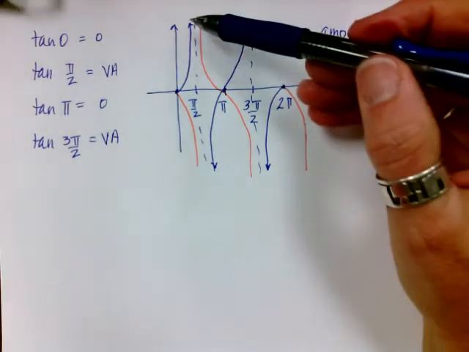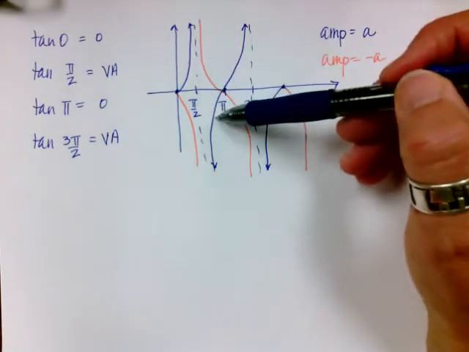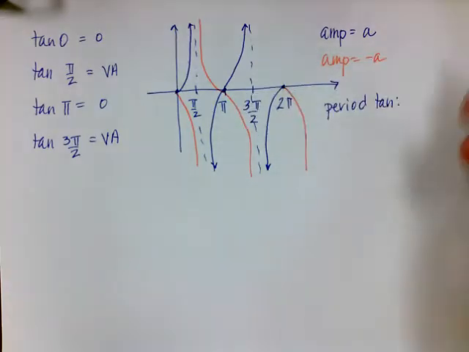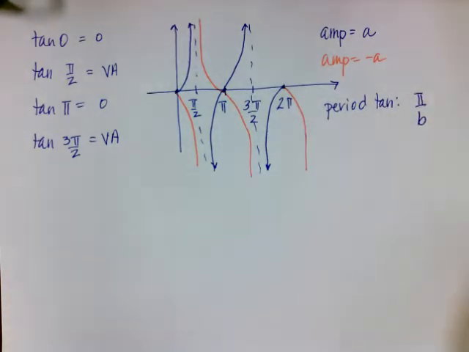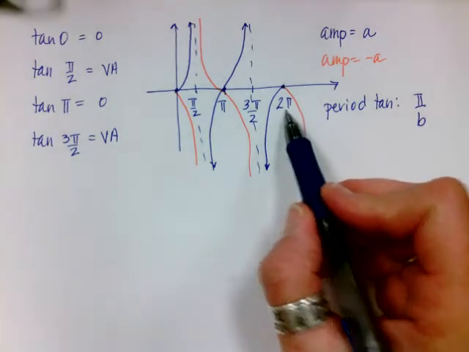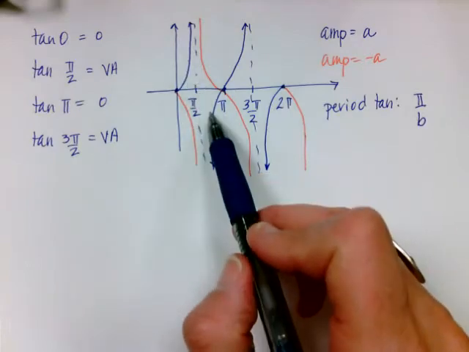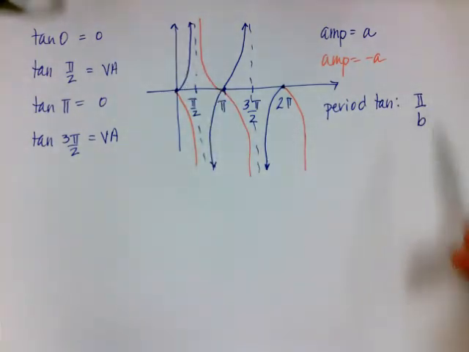So notice I have one curve on the top and one on the bottom, so these two pieces make up one complete cycle. The period for tangent is pi. So unlike sine and cosine, where it takes 2 pi to get one complete cycle, tangent has one complete cycle, a top and a bottom of the curve, by the time I get to pi.